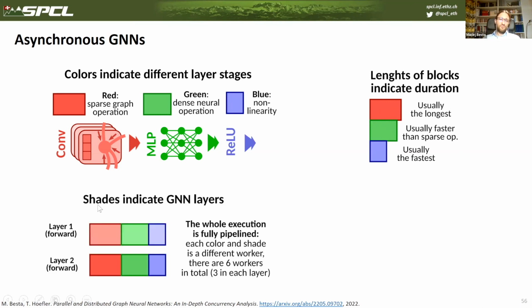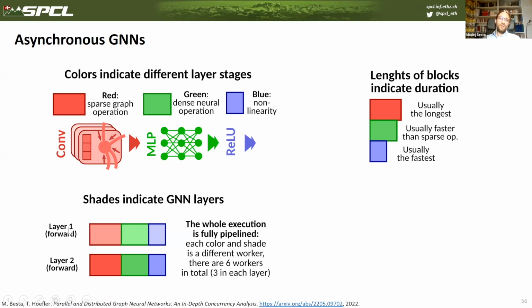Now, different shades of colors will indicate different GNN layers. So in the following example, we are going to take a look at 2 layers of a GNN execution, both in the forward propagation. The light shade colors are going to be layer 1, and the deep shades will be layer 2. Now, important thing, every color and every shade is a different worker, right?